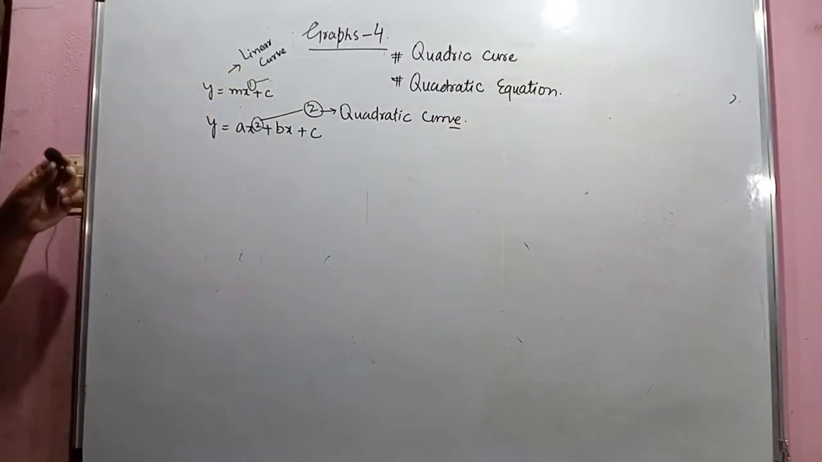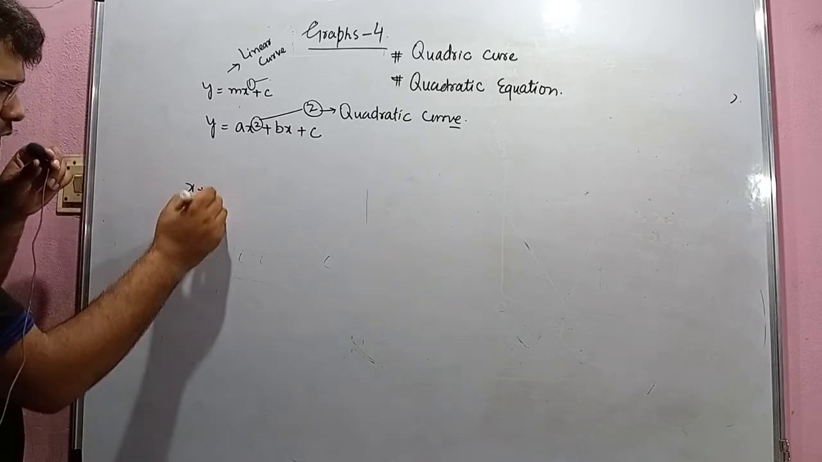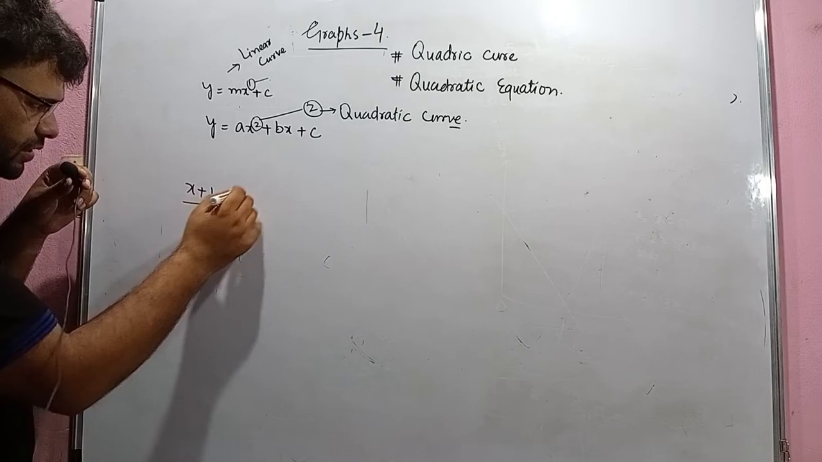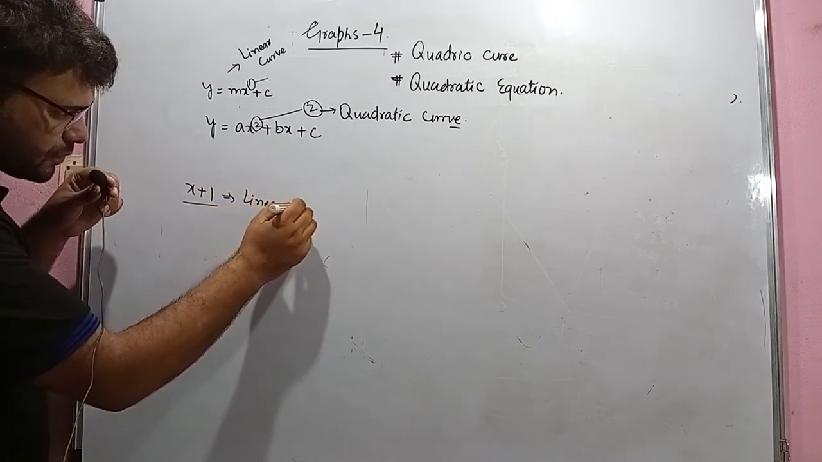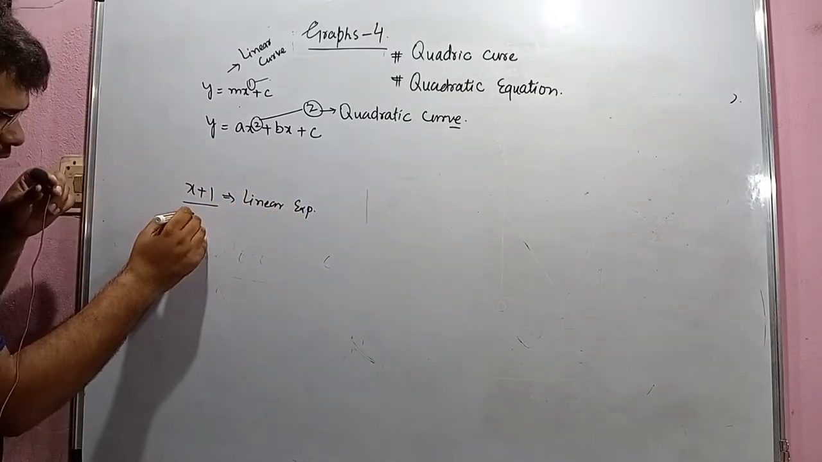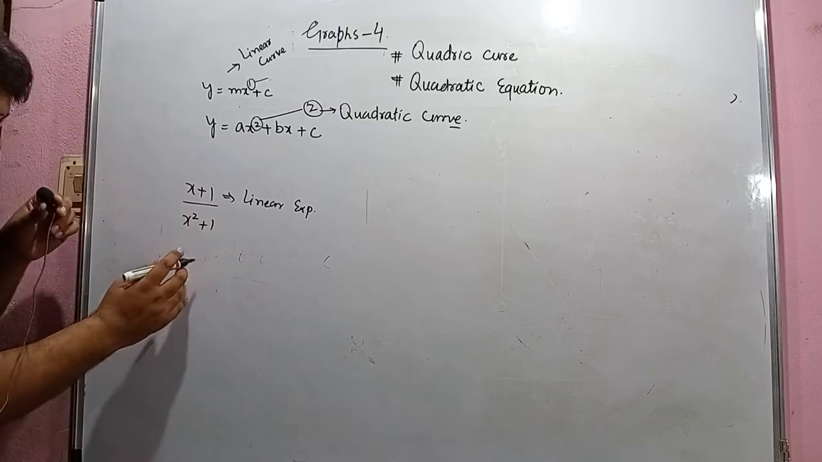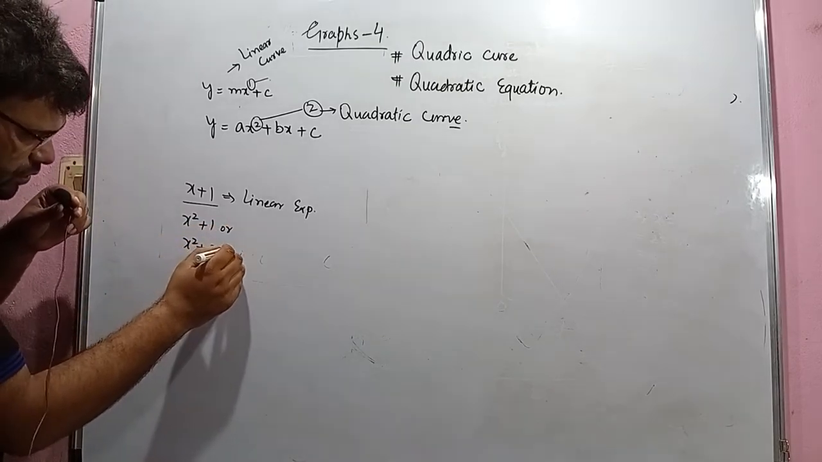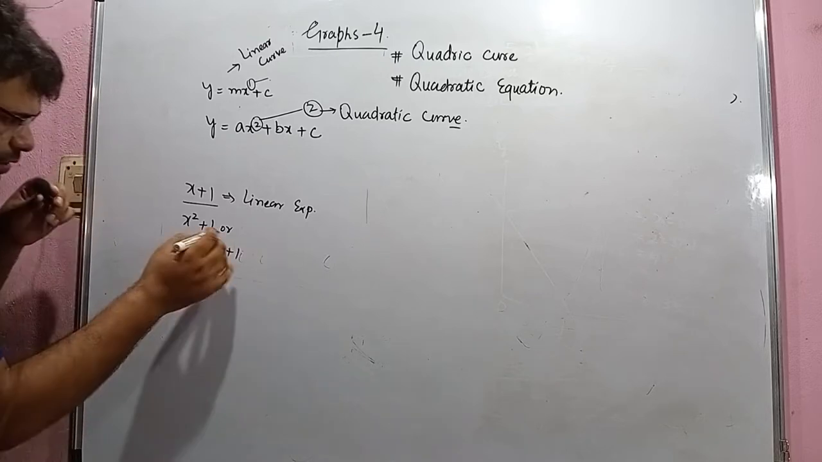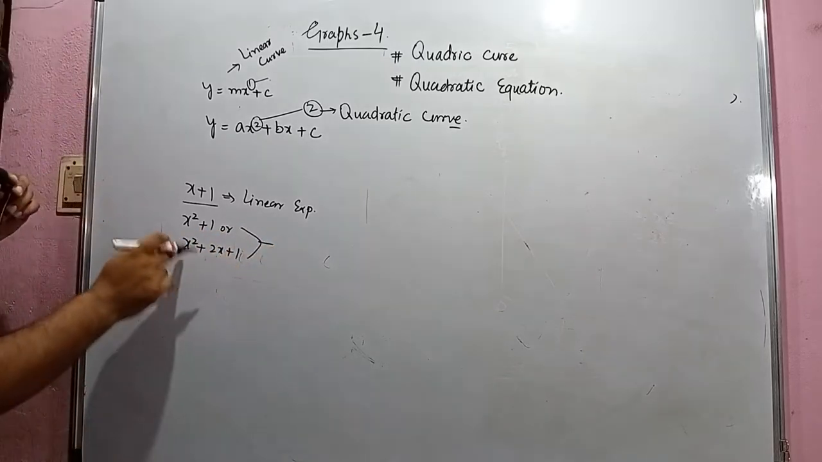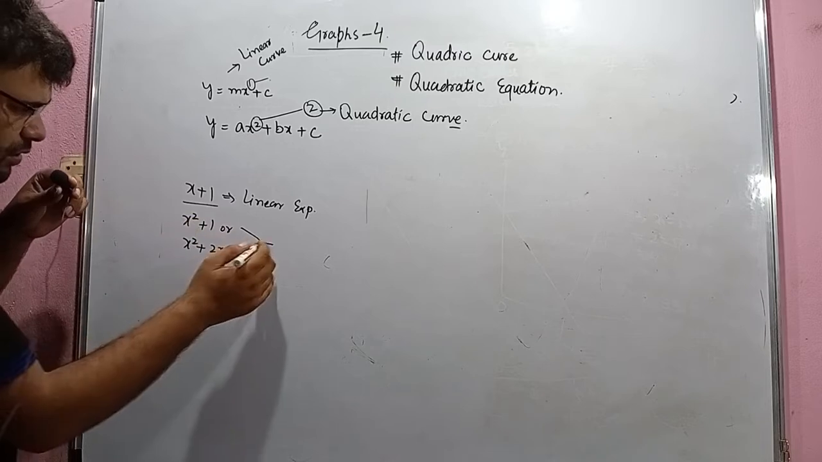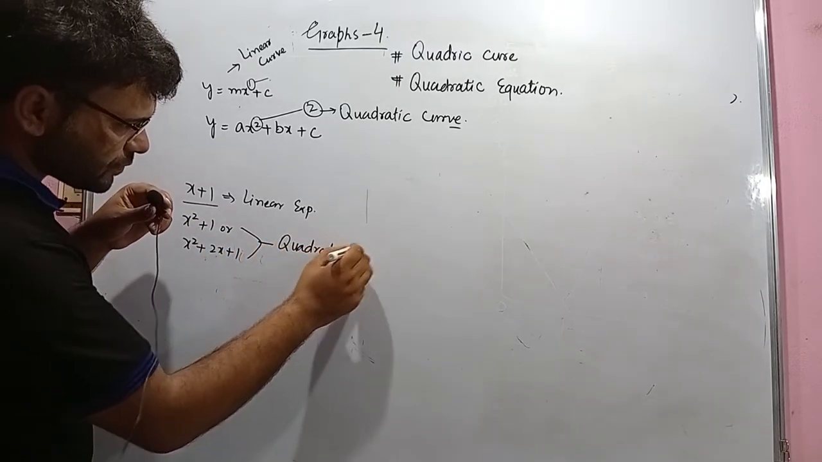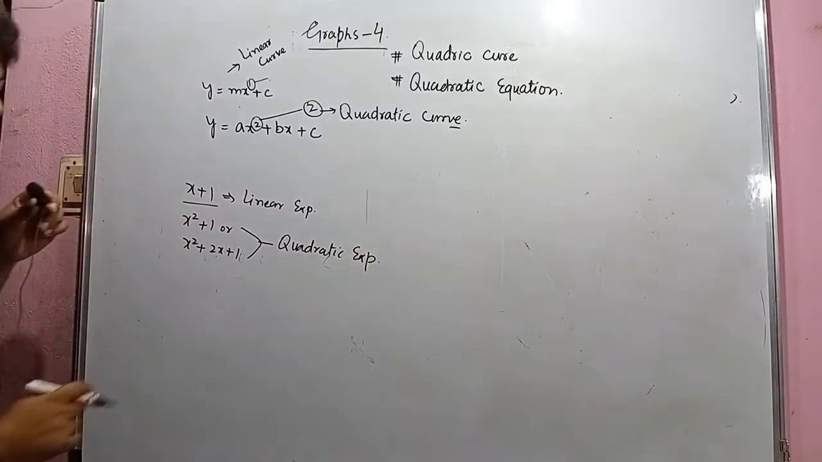You can see if I have the expression x plus 1, from this expression the power of the variable is 1. I can see this is a linear expression. And if I have x square plus 1 or x square plus 2x plus 1, you can see the highest power of the variable in these two expressions is 2. That means it is a quadratic expression.